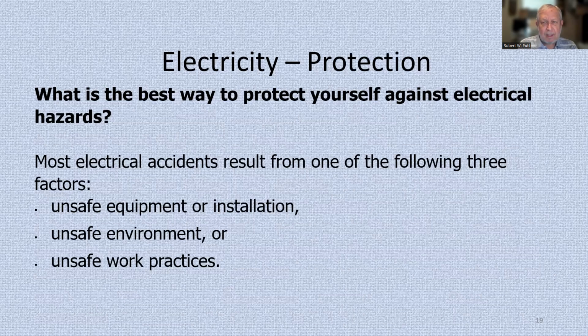What's the best way to protect yourself against electrical hazards? Most electrical accidents result from one of the following three factors: unsafe equipment or installation.